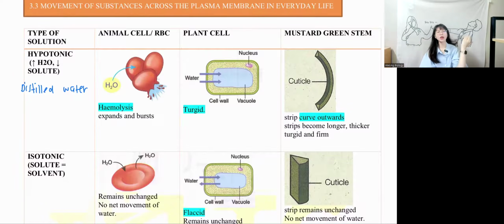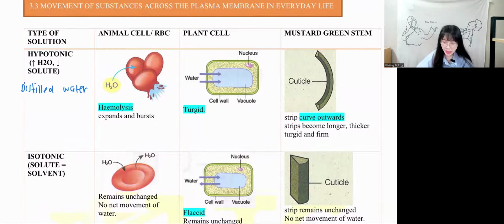Compared to distilled water and red blood cell, which one has more water? Distilled water, of course, right? Distilled water is 100% water. Distilled water has more water. Water will diffuse into the red blood cell. Why? Because this is osmosis. More water to lesser water. When water diffuses into it, the red blood cell will burst. Why will the red blood cell burst? Because there is no cell wall.